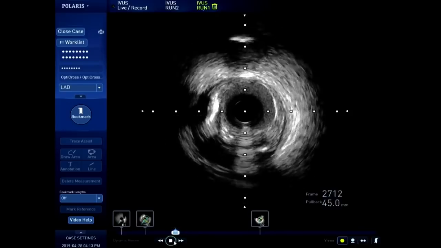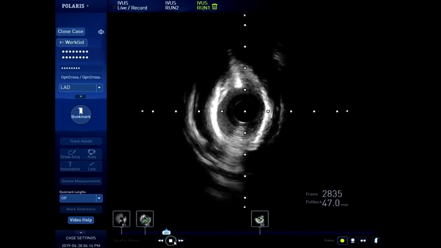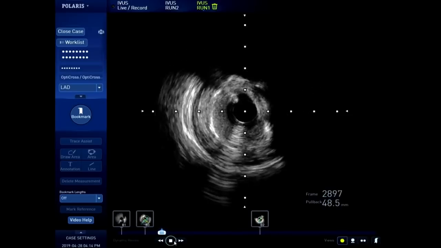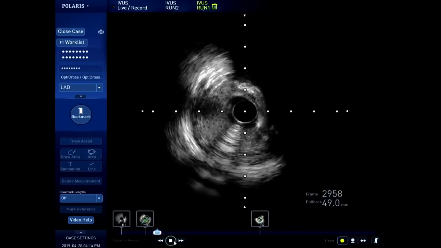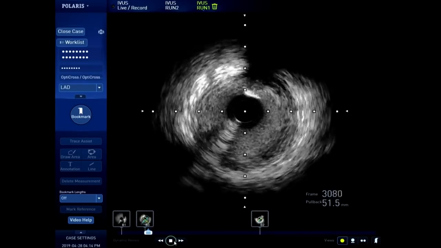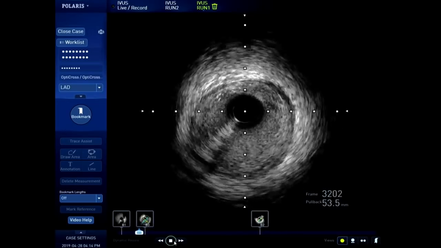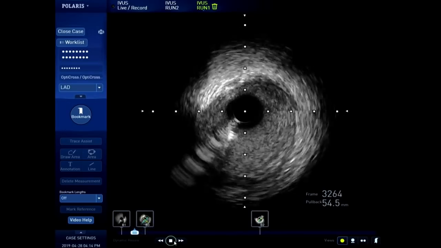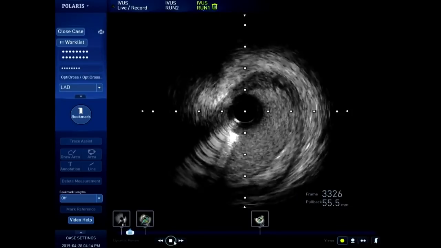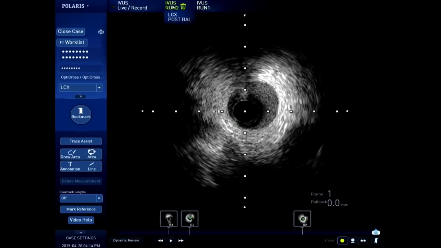Okay, this is a ramus branch, and we can see there is some severe calcification of the distal left main and at the ostium. Also, the plaque was extended to the left main. So at this time, we are going to check the IVUS for the SOC, and next one.